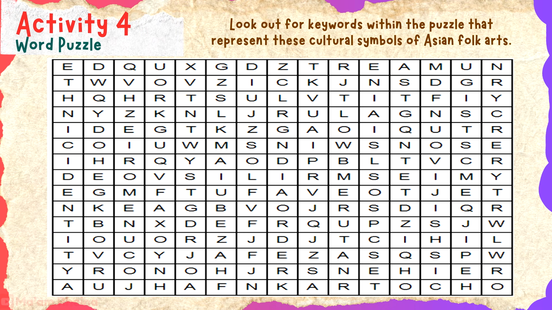All right, learners, it's time for Activity 4. In this task, you will work on a word puzzle. Your challenge is to look out for keywords hidden in the puzzle that represent important cultural symbols of Asian folk arts. These could be words related to costumes, props, rituals, traditional techniques, or symbolism that we've already discussed. So keep your eyes sharp and circle those keywords once you find them. Ready? Let's begin the search.